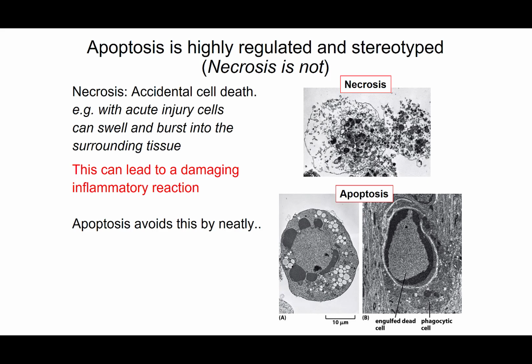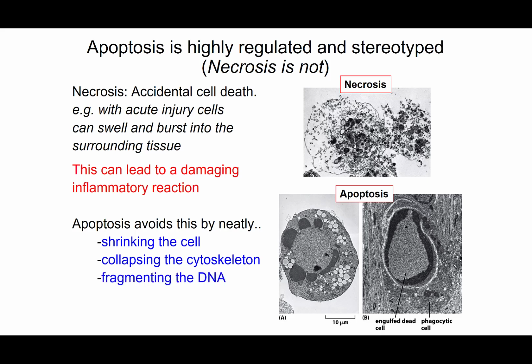Apoptosis is going to avoid the inflammation by very neatly shrinking the cell, collapsing the cytoskeleton, fragmenting the DNA, chopping up the DNA, right? The cell's destroying itself, so it's not going to need the DNA anymore, and actually signals macrophages, neighboring cells, for cell removal by engulfment. Neighboring cells are going to engulf the cell parts that are left over, membrane-bound compartments that are left over, and actually use those for whatever, for nutrients or something else.